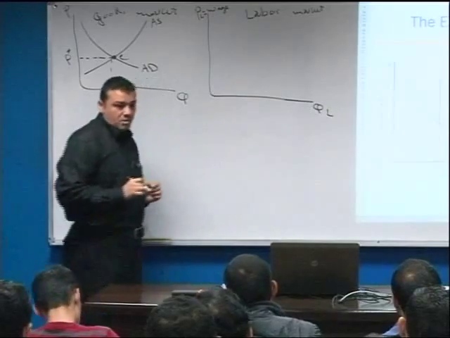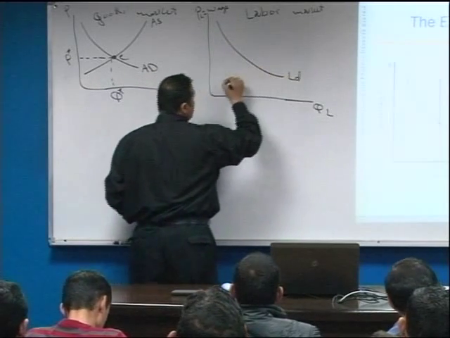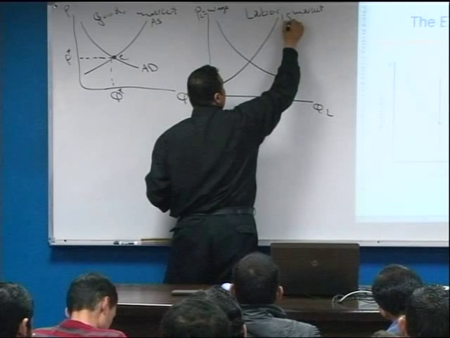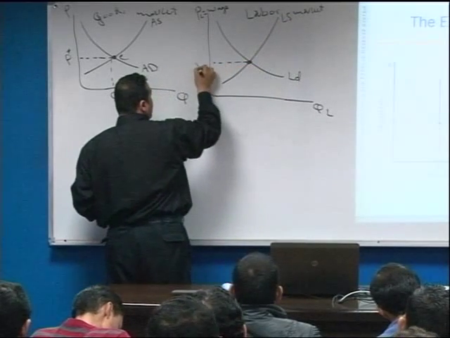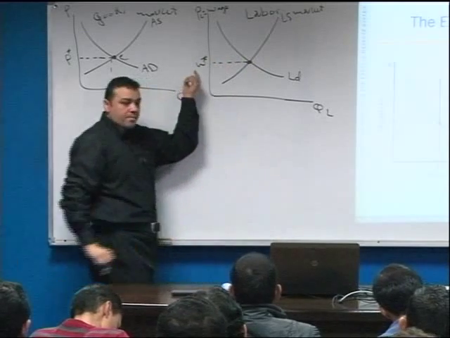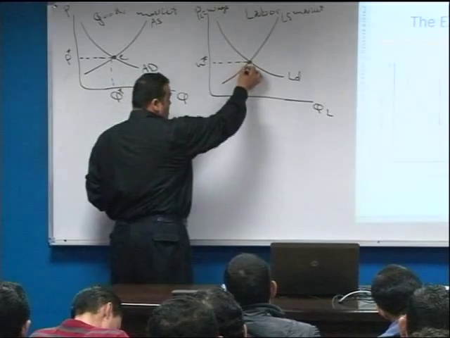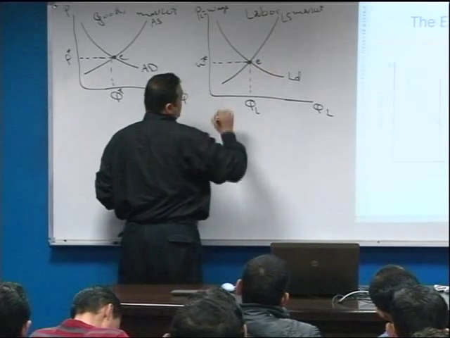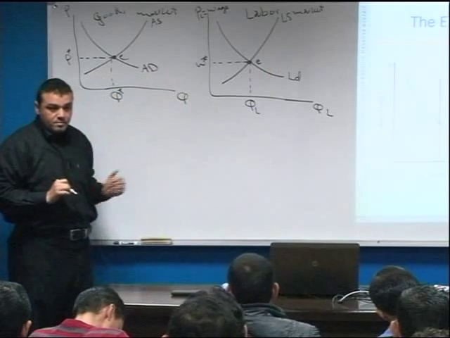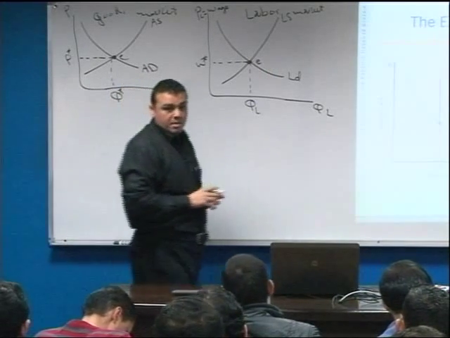The equilibrium occurs when the labor demand curve intersects the labor supply curve. And here we have the equilibrium wage, or the equilibrium price of labor. Right? And what is this? The equilibrium quantity of labor, E. This is E. Okay?